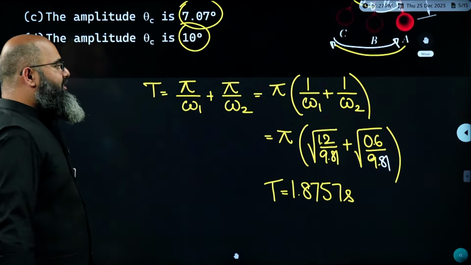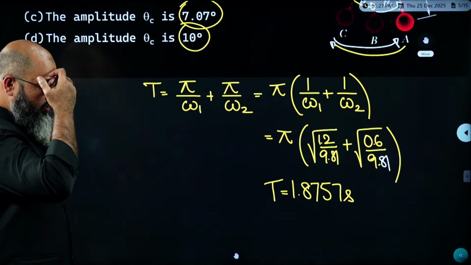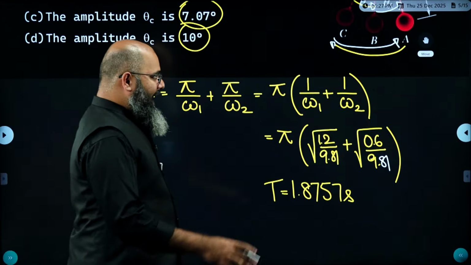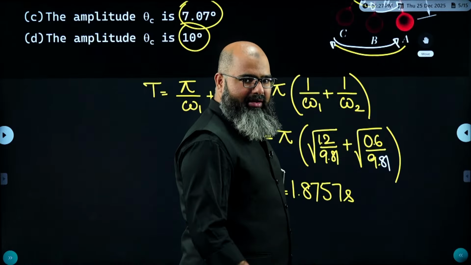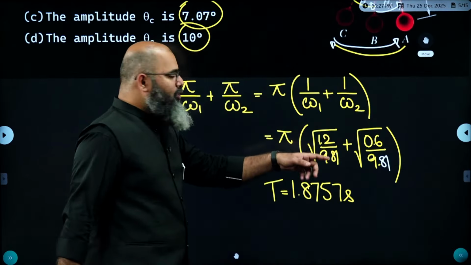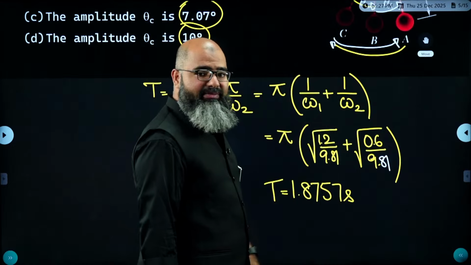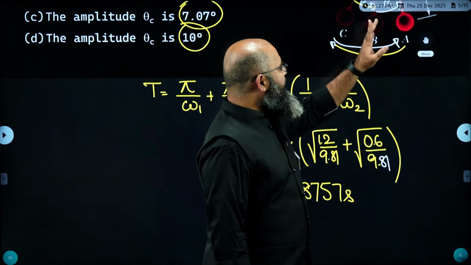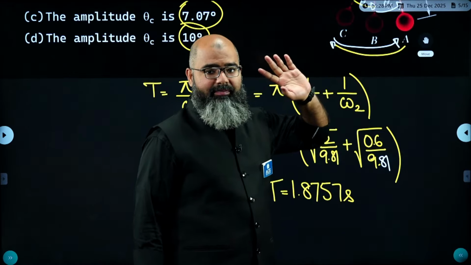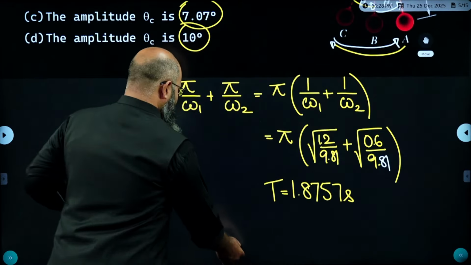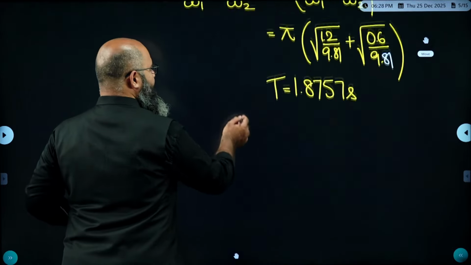Now amplitude theta c is equal to how much? How do I find out theta c? Now you see, you are actually having a case wherein there are two oscillations taking place. One is with a length equal to 1.2 meter, one is with a length equal to 0.6 meter, but the angular velocity at mean position for both cases is supposed to be same.